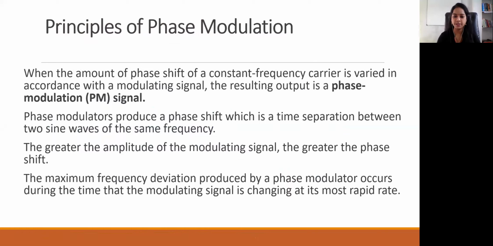Now, what is phase modulation? We have already seen in the last lecture, I have already told you about what is angle modulation, and in angle modulation, we have two types. That is, one is frequency modulation and the second one is phase modulation. So now you all know what is frequency modulation. So can you please define what is phase modulation in terms of modulating frequency and in terms of carrier frequency? You must be able to define it.